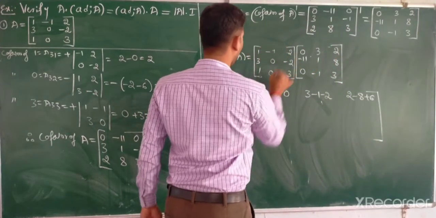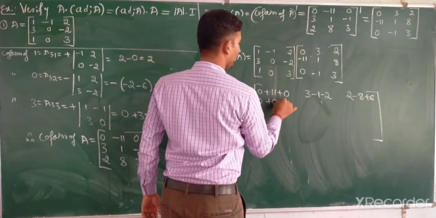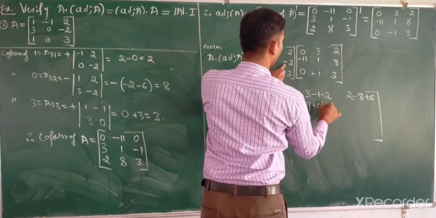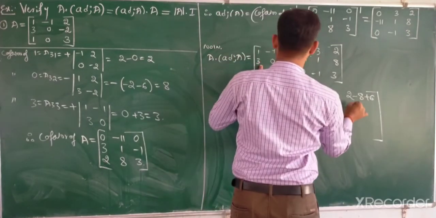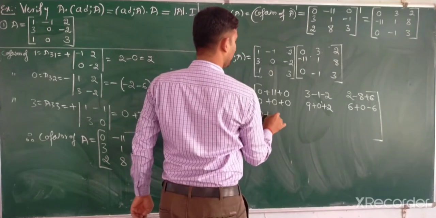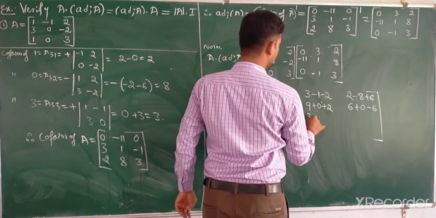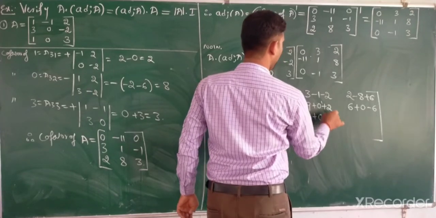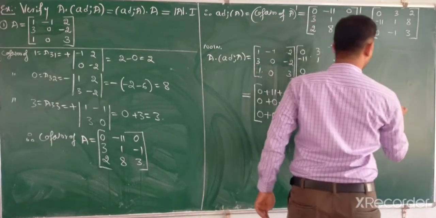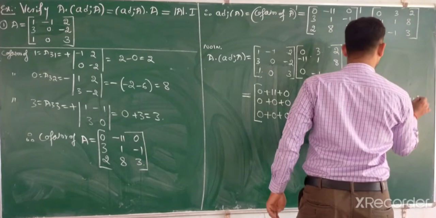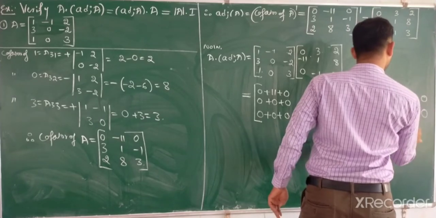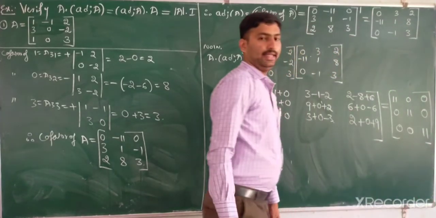After that, 3 into 0 is 0, 3 into 3 is 9, 0 into 1 is 0, minus 2 minus of minus plus 2, 3 into 2 is 6, 0 into 0 is 0, minus 2 minus 6, 1 into 0 is 0, plus 0 plus 0, 1 into 3 is 3, 0 into 1 is 0, minus 3, 1 into 2 is 2, 0 plus 9, which equals 11 0 0, 0 11 0, 0 0 11.